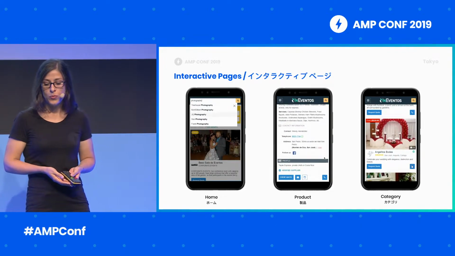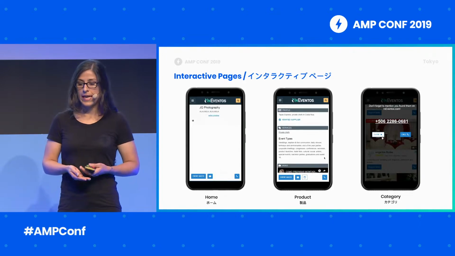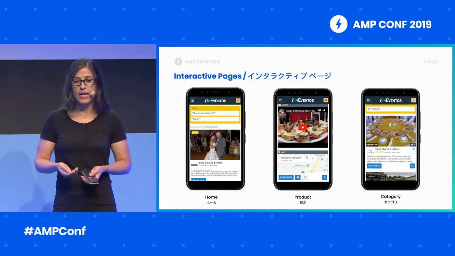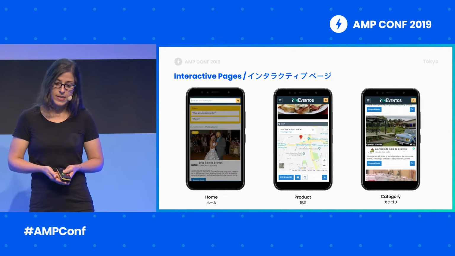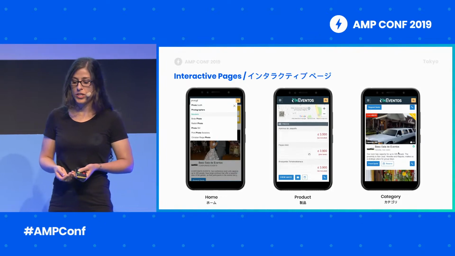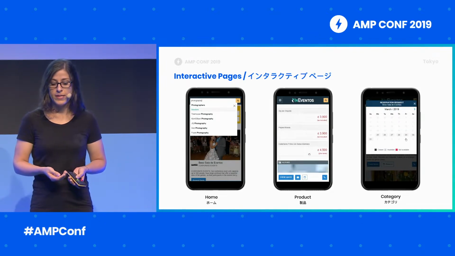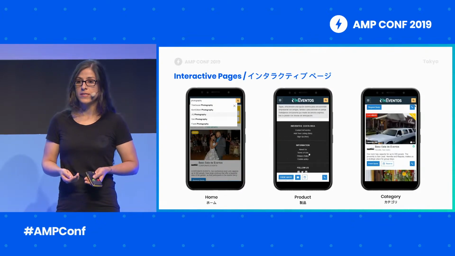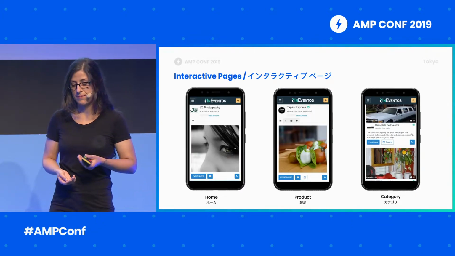We continued with the home, product, and category pages, pages that drive the most traffic and are fully interactive. To build these pages, we used AMP Bind, which in combination with other AMP components, gives support for the creation of amazing interactive experiences, achieving awesome results.